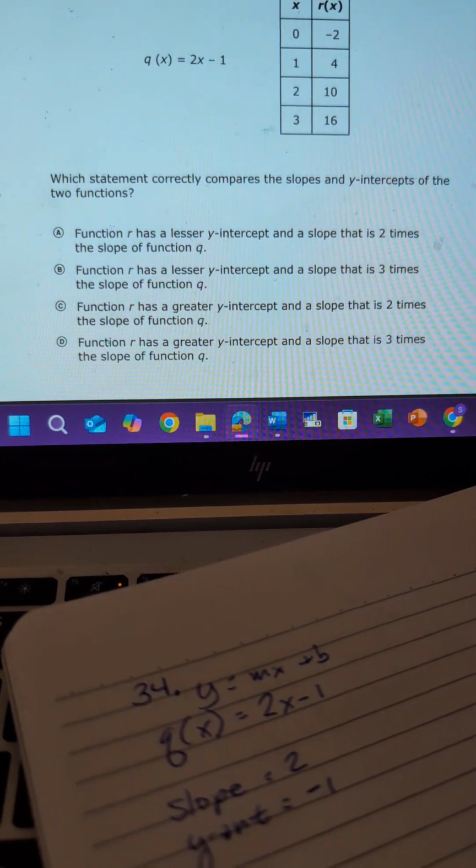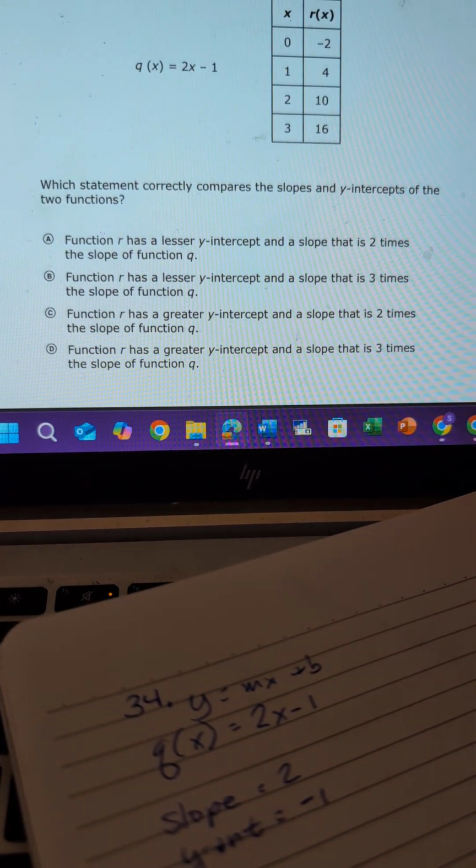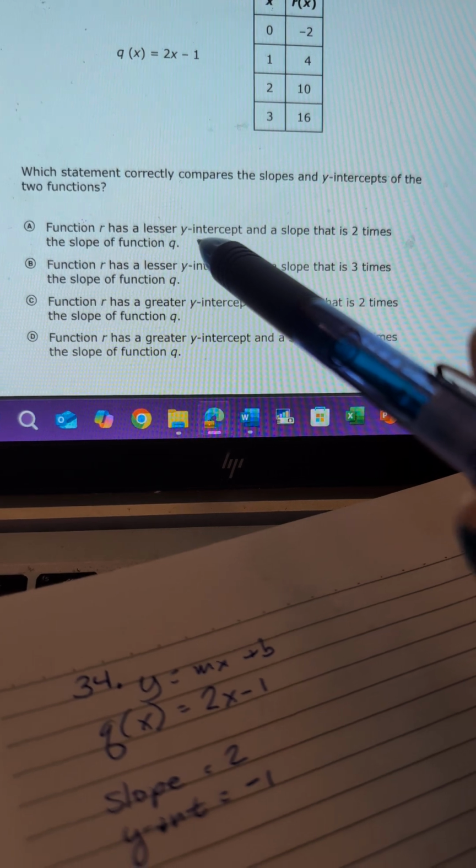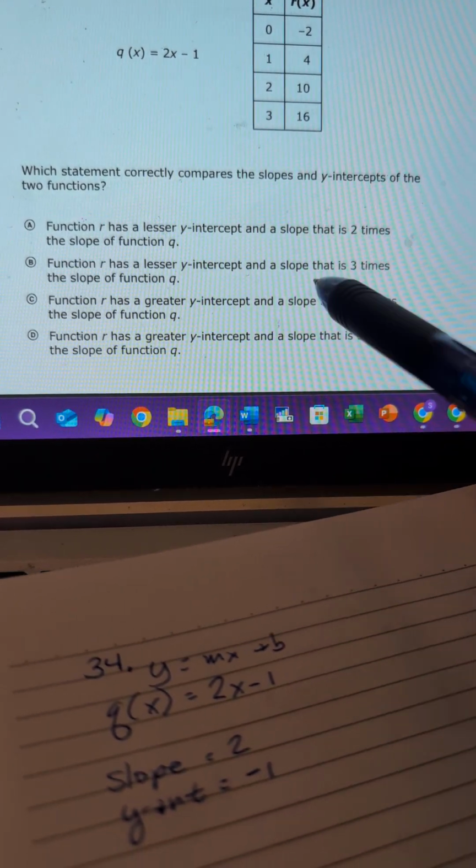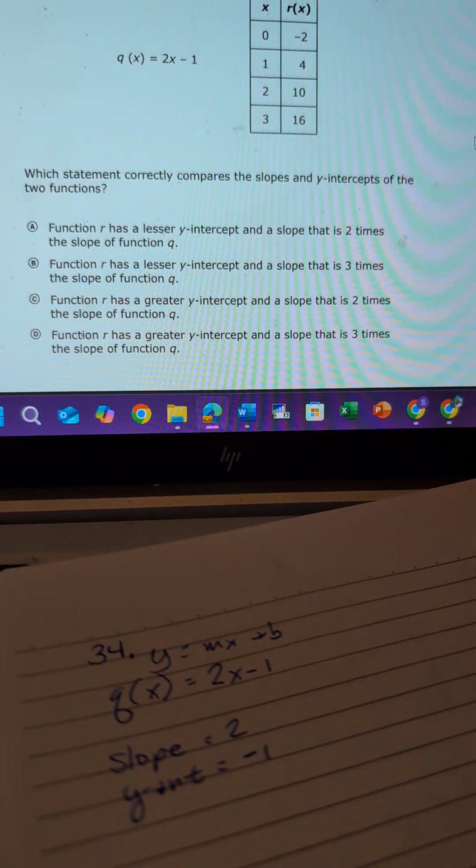Looking at our answer choices before we do anything else: function r has a lesser y-intercept and a slope that's 2 times, 3 times. Okay, so we have to compare them.